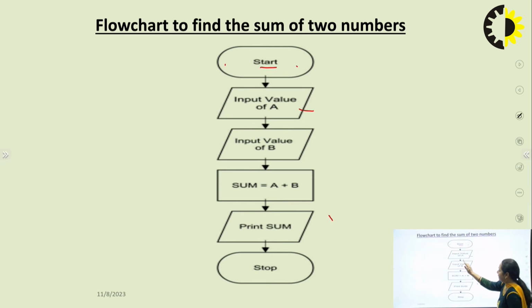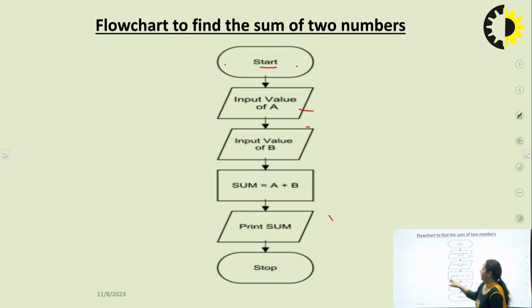Next, the data flow goes to the input of the second variable, that is B. So again draw a parallelogram, and within that you just write input value of B. The statements which you are writing within the symbols must be clear enough so that one can understand what you are about to perform in that particular step.